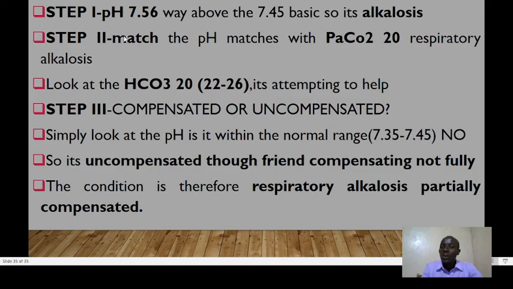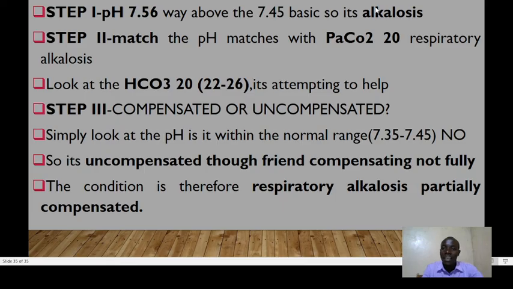Step number two, we look at the matching. Is this 7.56, which is alkaline, matching with the partial pressure of carbon dioxide? Carbon dioxide is 20. Remember the normal range is 35 to 45. 35 and below, alkaline, 45 and above, acidic. So here we have an alkaline, and here again at 20 we have an alkaline, so it's matching. That's why we are saying the problem is the lungs. So this is respiratory alkalosis.